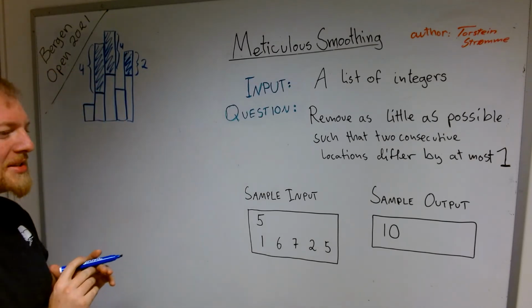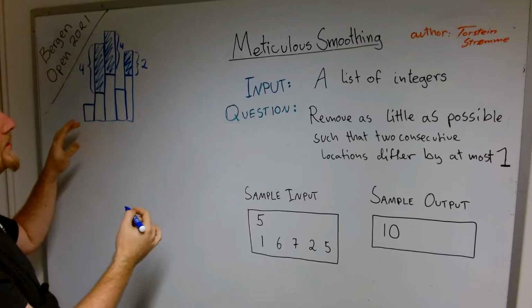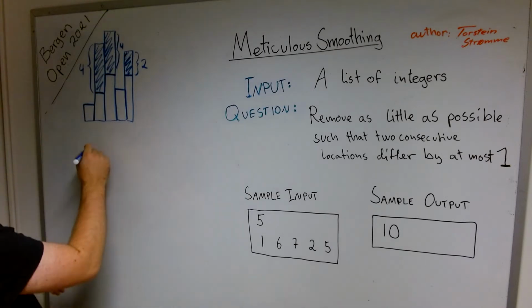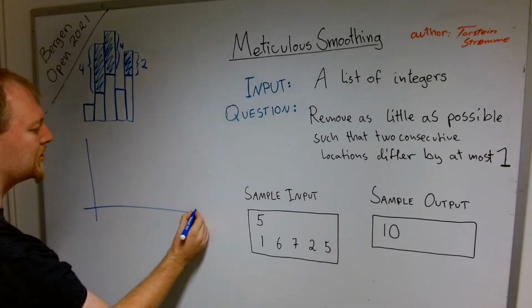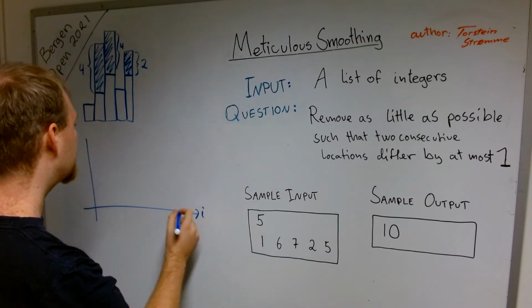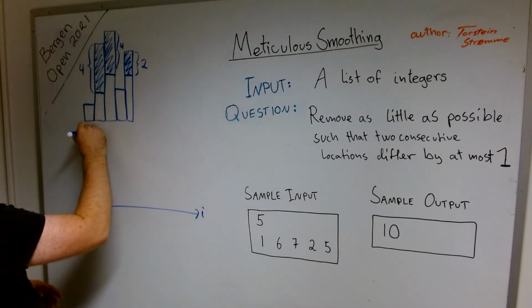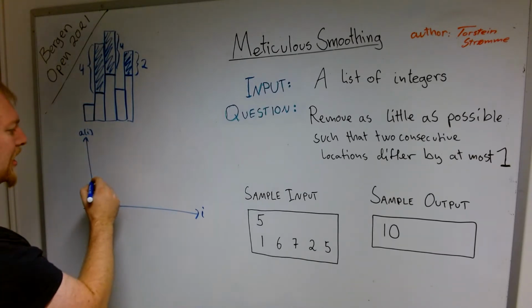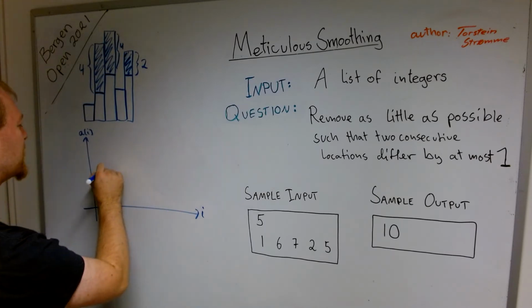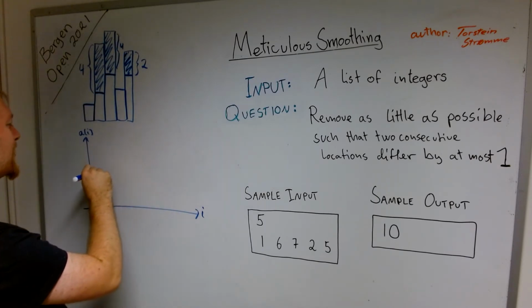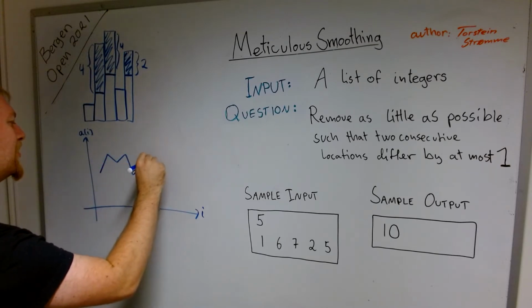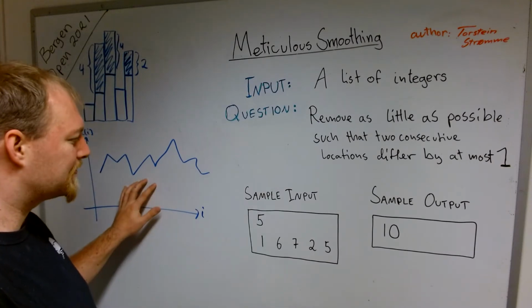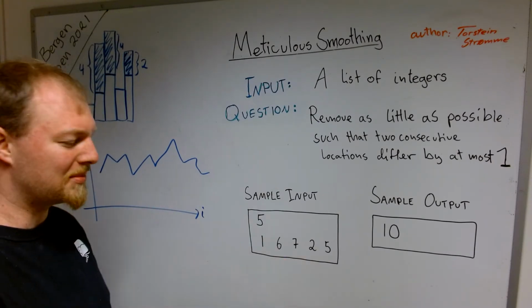So I like to visualize this problem not exactly like this, but sort of like this, as a function of the index. So on my x-axis I have the index, on my y-axis I have the value. I mean, this is discrete, but I'm going to draw it as though it was continuous. So we have some function that goes like this, where this is given by the input.